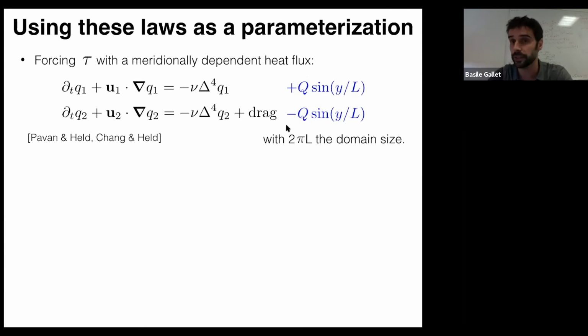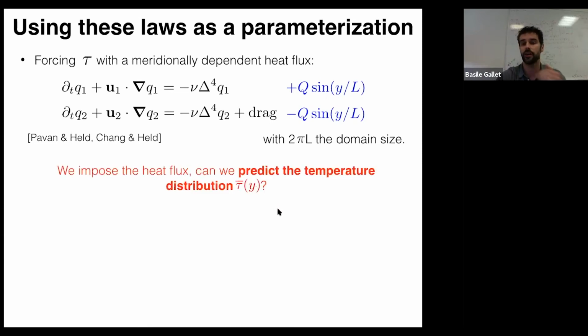The reason it's an imposed heat flux is because if you want to form the equation for the barotropic flow, you sum these two equations, and these terms cancel out. If you want the temperature equation, you take the difference of these two equations, and you get twice this term, which means that you have this imposed heat flux that forces temperature anomalies in the system. So very much like in a convection problem, now the issue reduces to: we've imposed the heat flux in the system, can we predict the temperature distribution tau bar of y? The over bar being a zonal and time average, but zonal is enough. And the answer is yes, in fact.